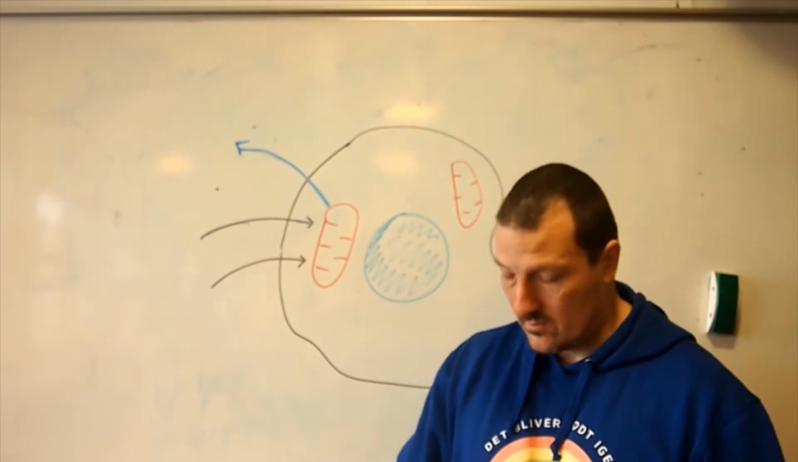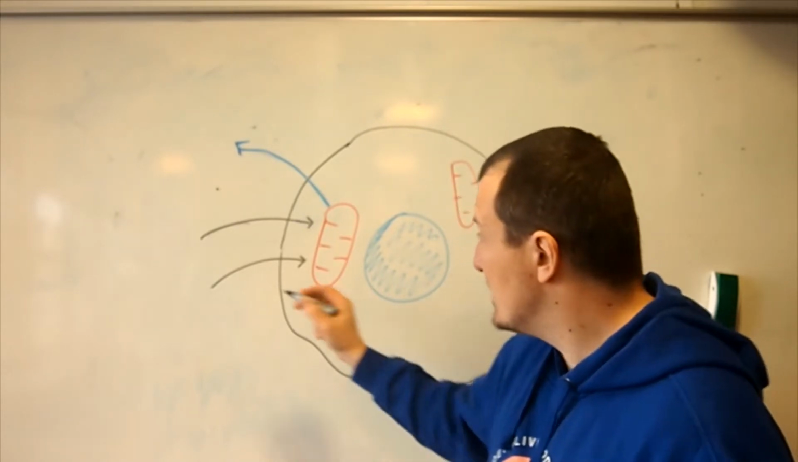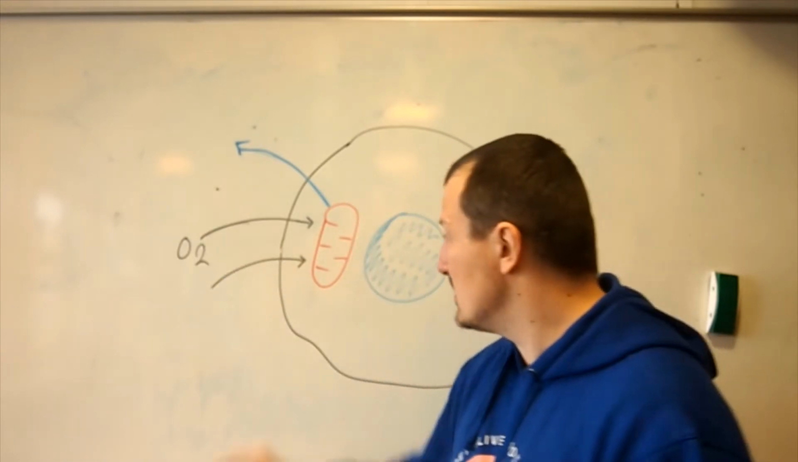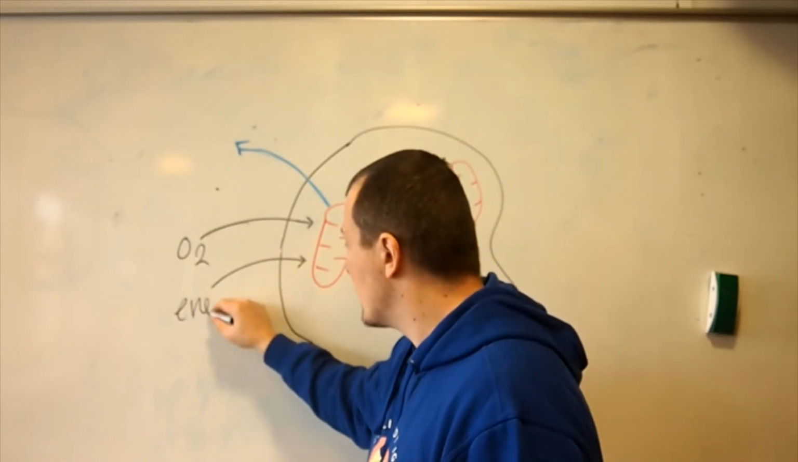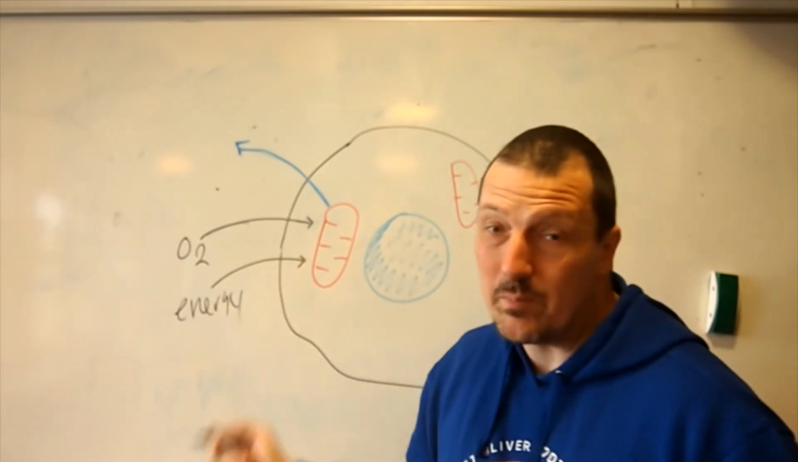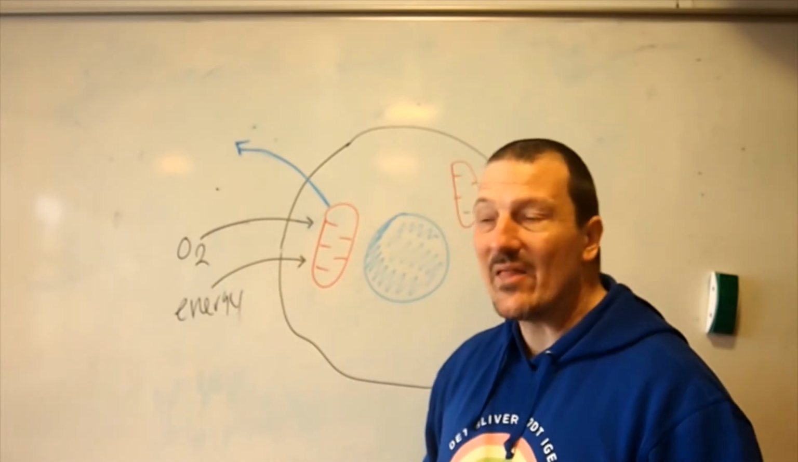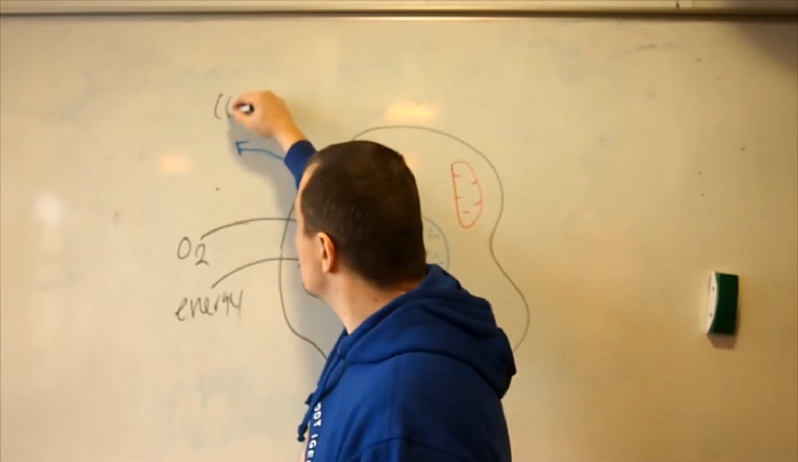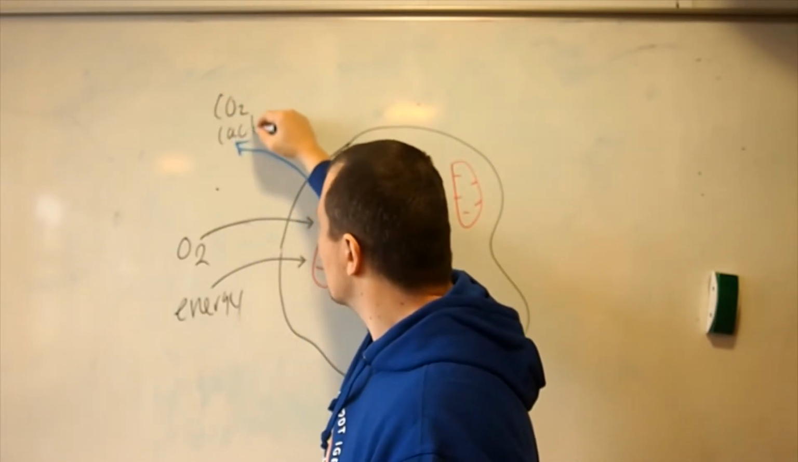Now, to do that, they need some things. They do need some oxygen to get into the cell, and they need some energy, could be in the form of carbohydrates, and they need to get rid of waste products, CO2 or lactic acid.